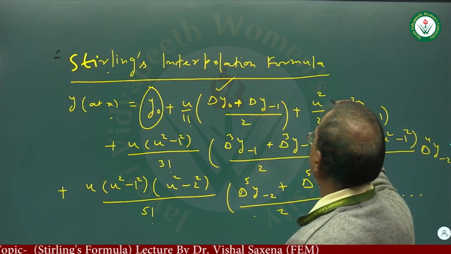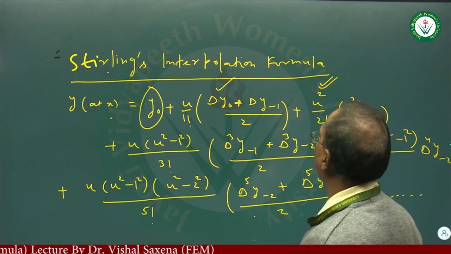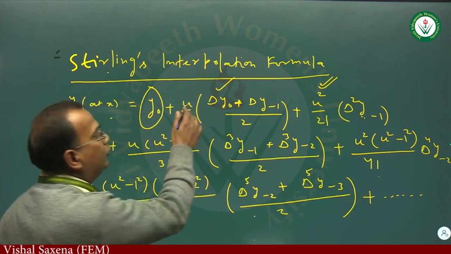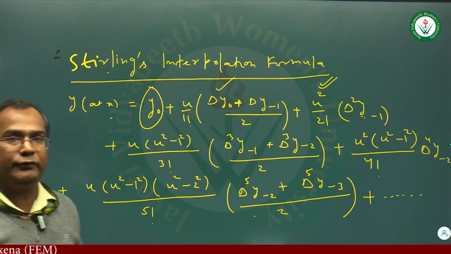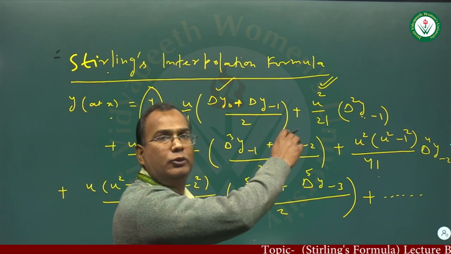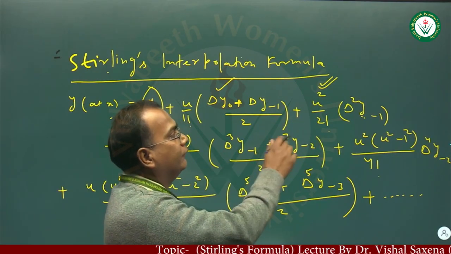Next it is u square upon factorial 2. The power of u was 1 there, and now we are taking u square. So u square upon factorial 2 and del square y minus 1.